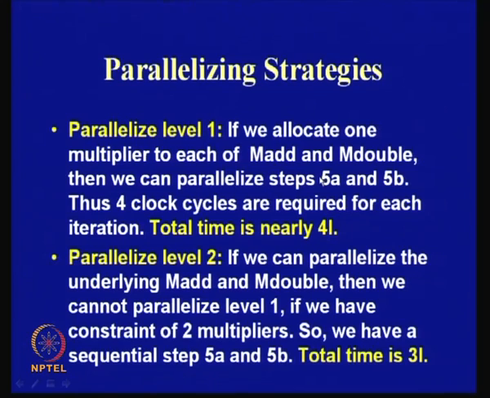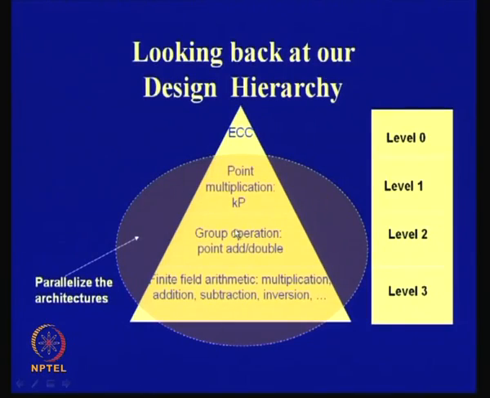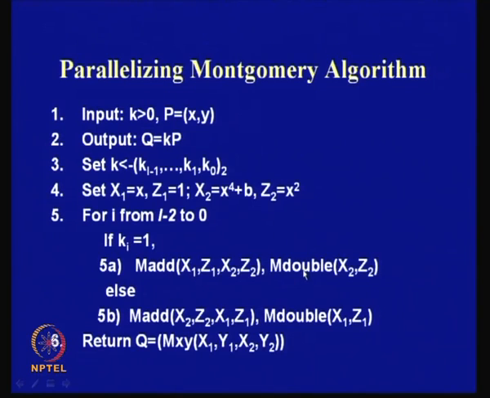Okay. So, here are some comments. Suppose we allocate one multiplier to each of m add and m double, then we can parallelize steps 5a and 5b. So, we have got two multipliers, we are allocating one to the addition and one to the doubling, right. So, you see that here you are doing the addition and the doubling in parallel, because you have given one multiplier to this and one multiplier to this, and you can do both of them concurrently, right.